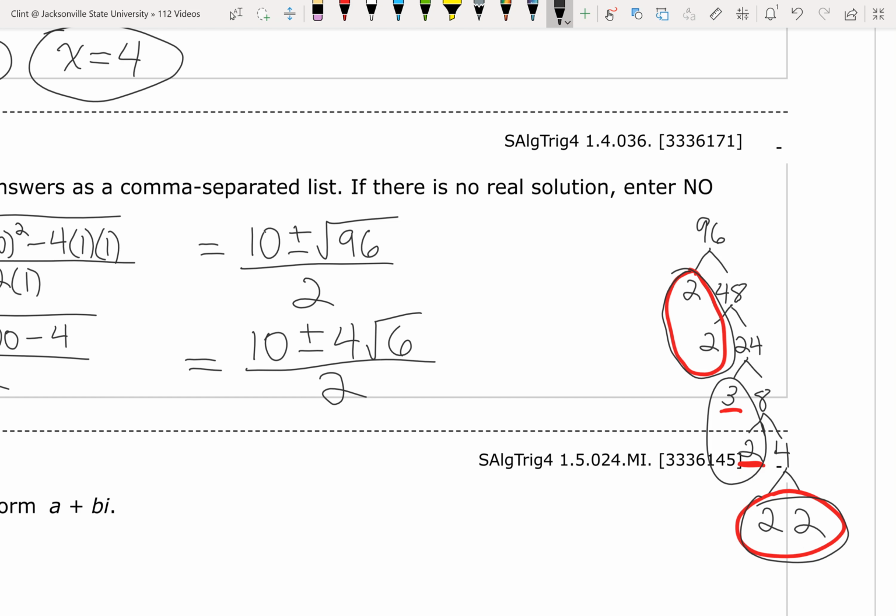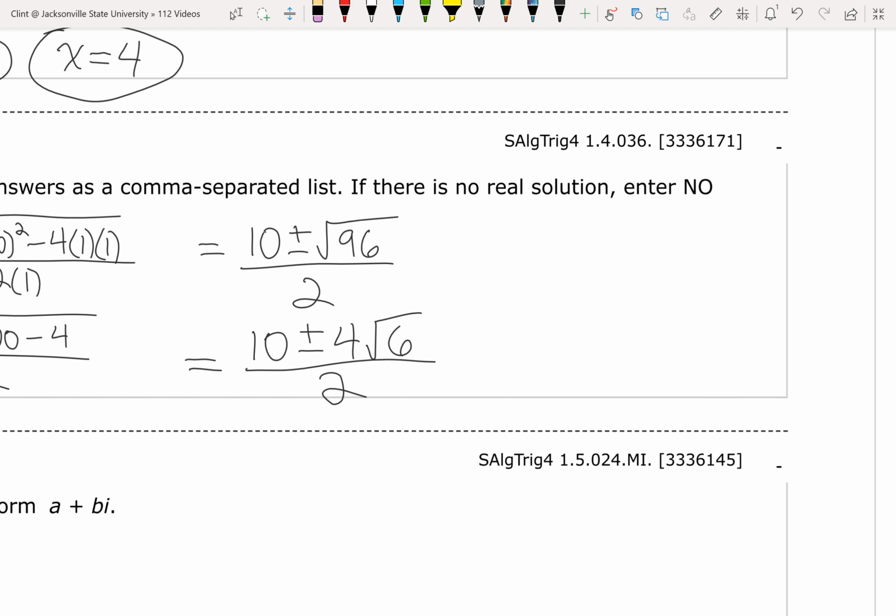Okay. And I'm going to get our scratch work out of the way just because I want this to be easy to read on the test. Leave your scratch work. I need to know how you got to where you got to. That helps me give you partial credit. And then the other thing to notice is we can simplify this a little bit. If we split it into 2 fractions, we've got 10 over 2 plus or minus 4 square root of 6 over 2. 10 over 2 is 5. And 4 over 2 simplifies to 2.